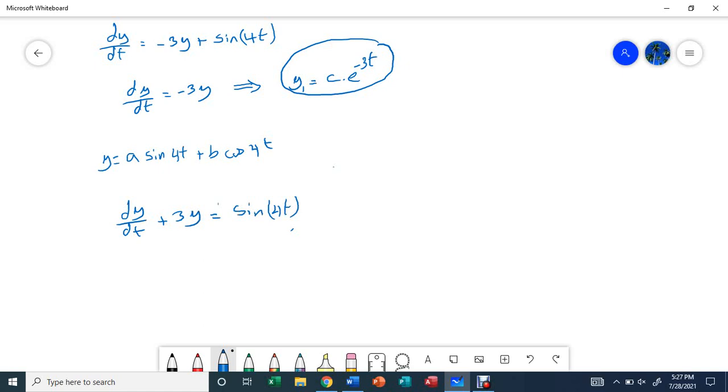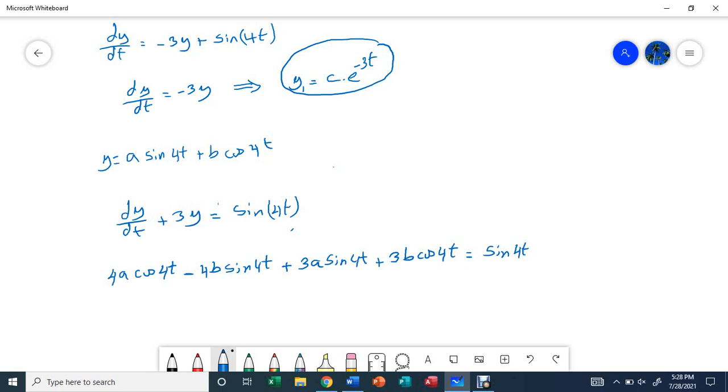So differentiate A sine 4t plus B cosine 4t, which leaves me with 4A cosine of 4t minus 4B sine of 4t, plus 3 times y, so that's going to be 3A sine of 4t plus 3B cosine of 4t, that's equal to sine 4t.